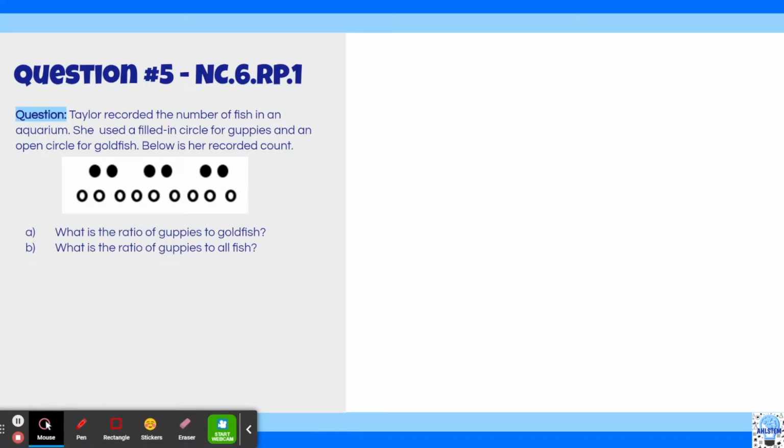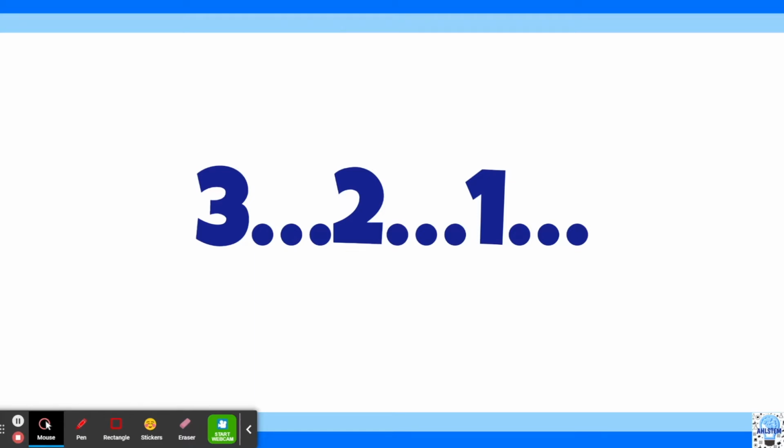All right, let's do the fifth problem. Taylor recorded the number of fish in an aquarium. She used a filled-in circle for guppies and an open circle for goldfish. Below is her recorded count. So this little graph here is her recorded count. There are two parts. First, what is the ratio of guppies to goldfish? Second, what is the ratio of guppies to all fish? Pause the video now, and in a few seconds, I'll go over the answer. Ready? 3, 2, 1.